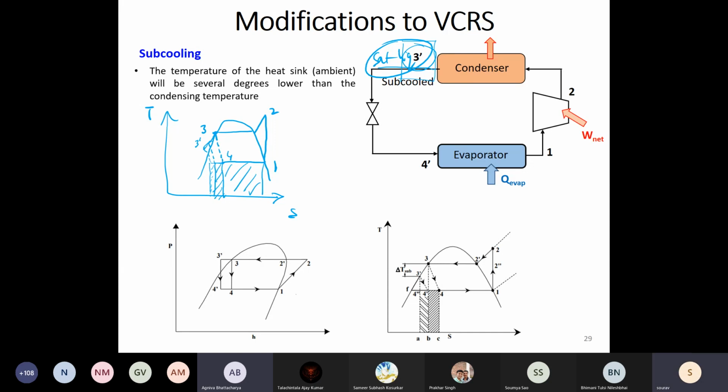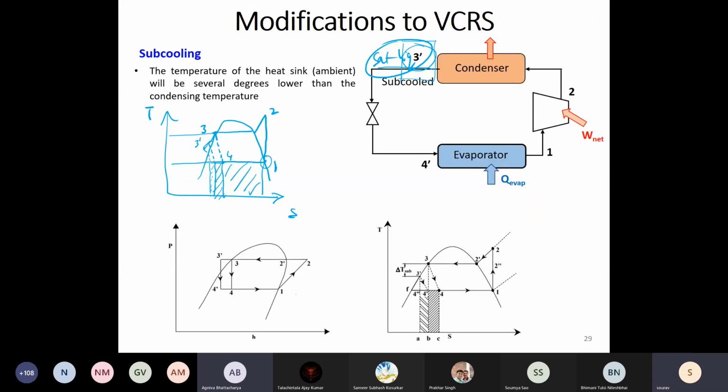There are only 3 more points remaining: 4, 1 and 2. 2 is definitely not going to work, because 2 is definitely higher than T3. So 4 and 1. Now after the evaporator, as it goes to the compressor, this refrigerant is at a temperature of T1, which is equal to T4.